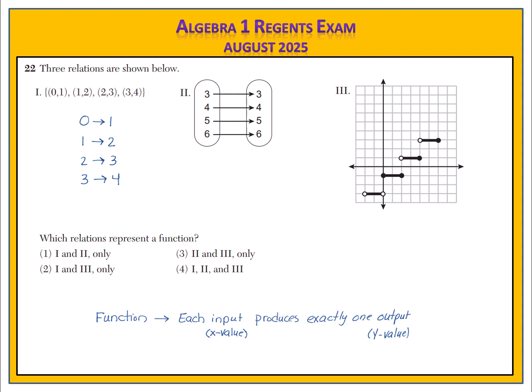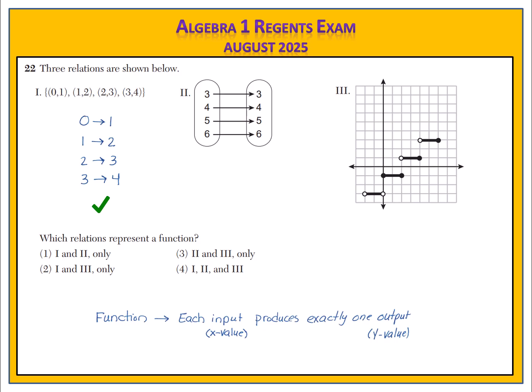The input 1 produces an output of 2. Input 2 produces an output of 3. And the input 3 produces an output of 4. Each input has one and only one output. Therefore, number 1 is a function. The second relation is already written as a mapping diagram. The inputs are on the left, the outputs are on the right.